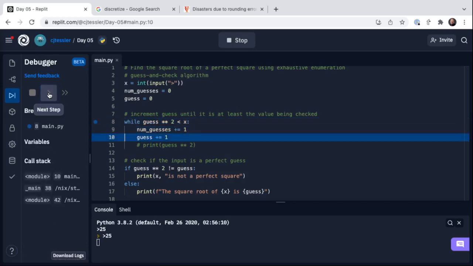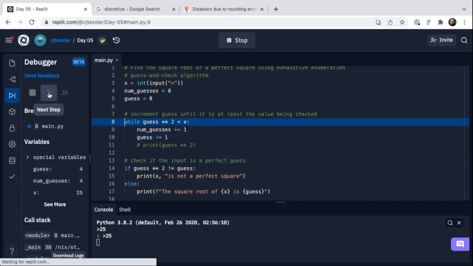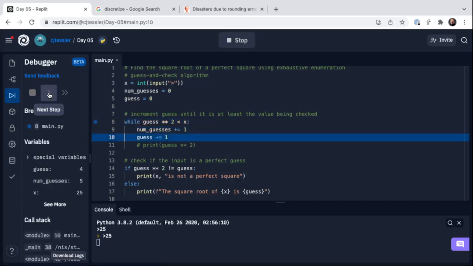I should have done 9. It is what it is. So now guess is 4, and we're going to see next. Okay, so you can see right here, our guess is 5. We're going to square this, and this should evaluate to false, right? Let's see what happens. That's what I was expecting.